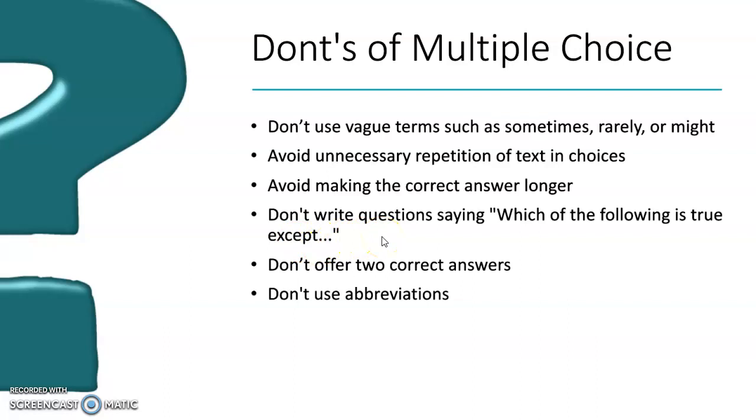So with personal experience, it was always really hard for me to choose the right answer with these because I'd always get confused about what the question was asking. So instead, just have a clear question, not except, because some students miss that part and it just gets really confusing. Don't offer 2 correct answers.